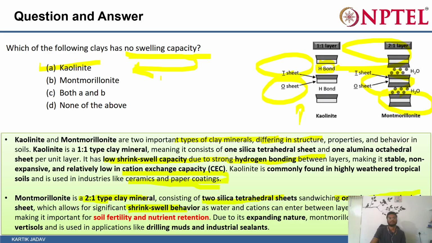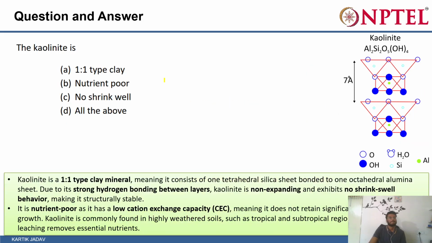kaolinite. Kaolinite is one type of clay. Yeah, it is nutrient poor because of the strong hydrogen bond between the tetrahedral and octahedral sheet, and it also has little or no shrink-swell capacity. So the correct answer is option D.